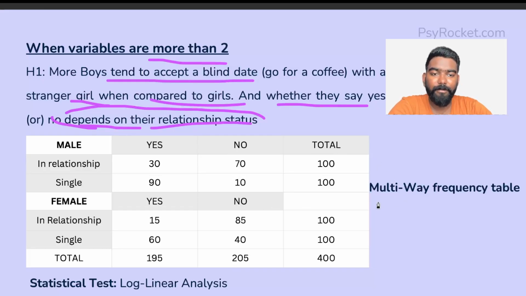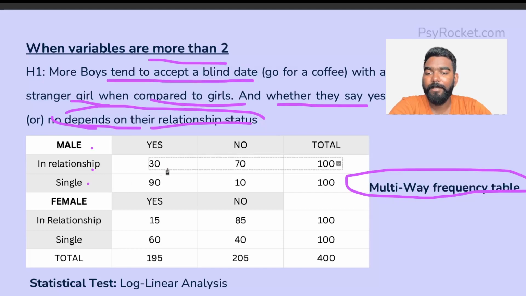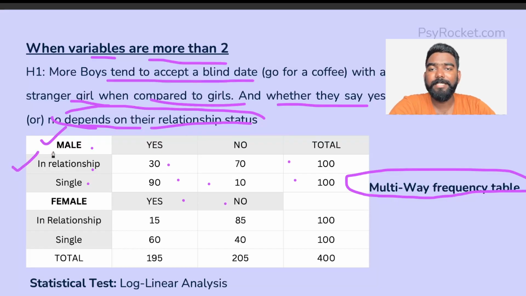And here we will call this a multi-way frequency table. You will see in males how many are in a relationship and how many of them are single. You ask 100 males in a relationship, 100 single males, and so on. This is the distribution you got. There are more than 2 variables here. There is an independent variable which is gender, and there is also relationship status, which is another independent variable. In these cases, we will perform something called log linear analysis.